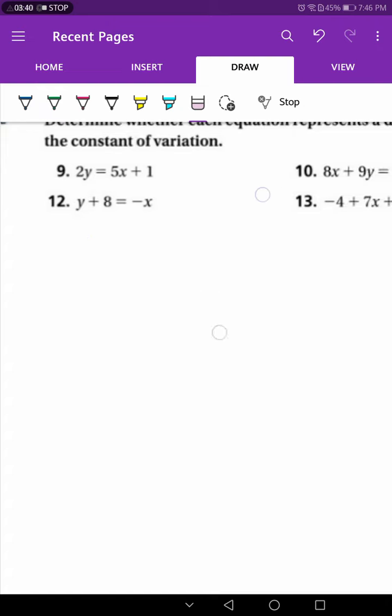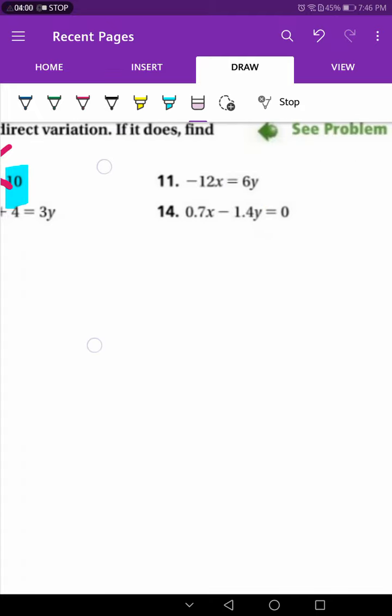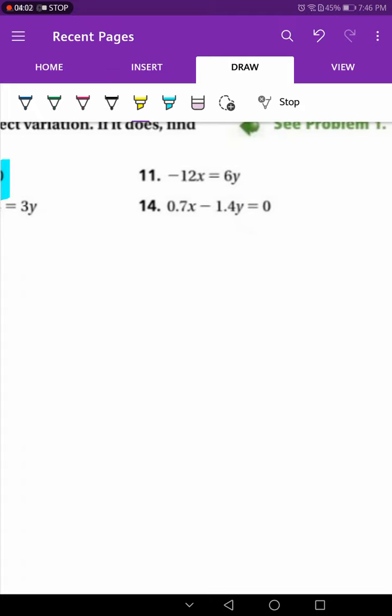Let us move to number 10 here. Let us apply the second way. The 8 comes with the x, the 9 comes with the y, but the 10 comes alone. Because of that, it is not a direct variation equation. Great boys. Now let us move to number 11 here, and let us check. The negative 12 comes with the x and the 6 comes with the y. So each number has a variable.